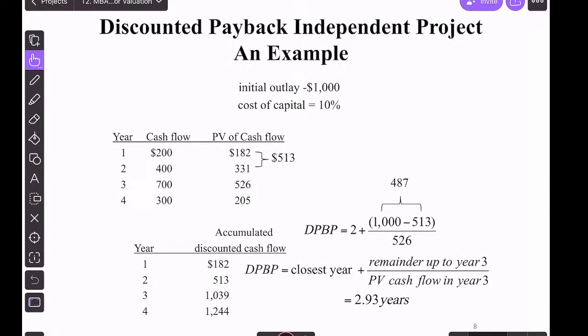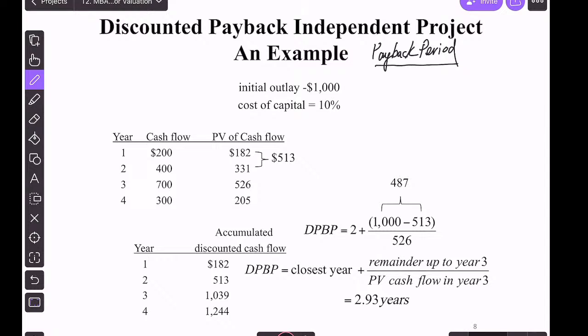So let's do two things. Here are the cash flows for this project. The initial outlay is given here, and the cost of capital is 10% once again. And the question is, what is the payback period, and then what is the discounted payback period? So let's find the payback period first. The payback period would be the time it takes to recover your costs.